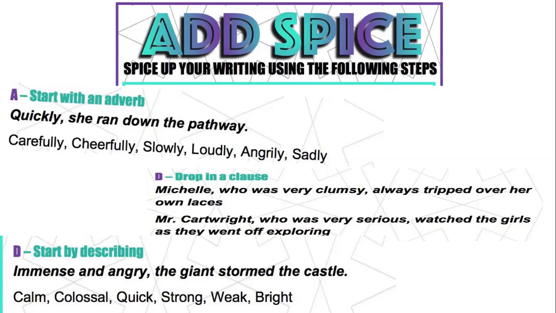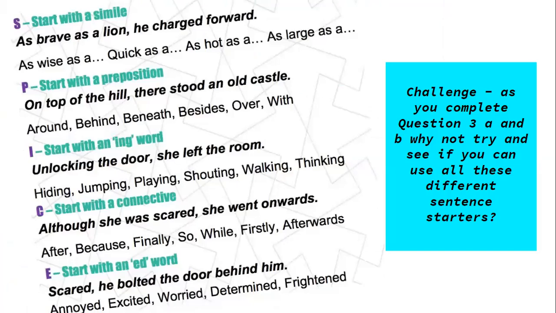So you could use some adjectives to put at the start of the sentence to create a tone. So here in the example, you've got immense and angry, the giant stormed the castle. Sad and alone, she was sitting on a bench in the park, for our example. You could start with a simile. I love a simile. So, as brave as a lion, he charged forwards.